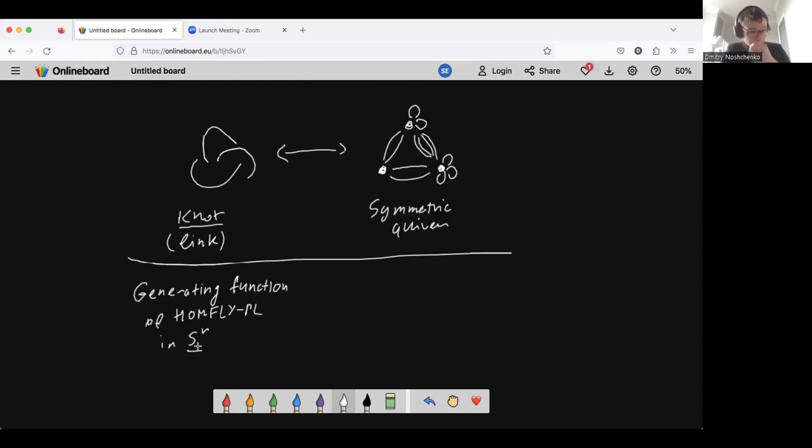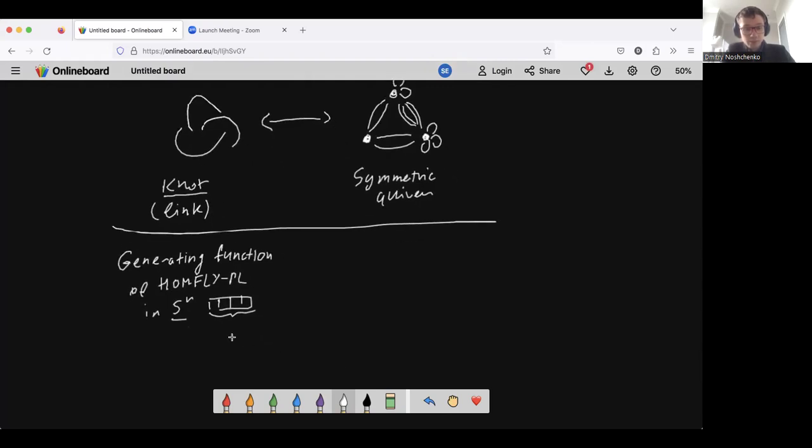I will explain in a moment in more detail. The representations would be symmetric ones, and essentially these would be polynomials labeled by a Young diagram, which is just a single row of boxes of length r. And on the other side, we have a symmetric quiver, and we of course have the quiver generating series, which we have studied before.